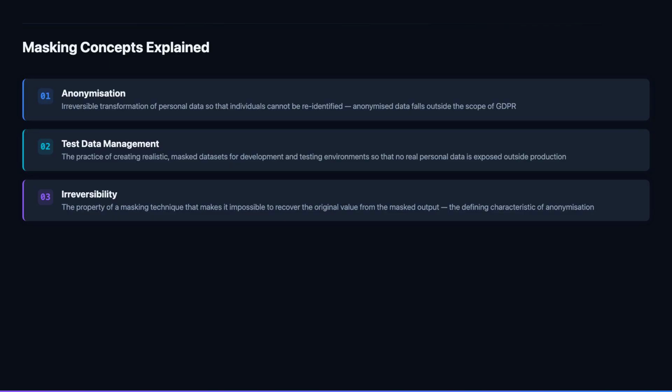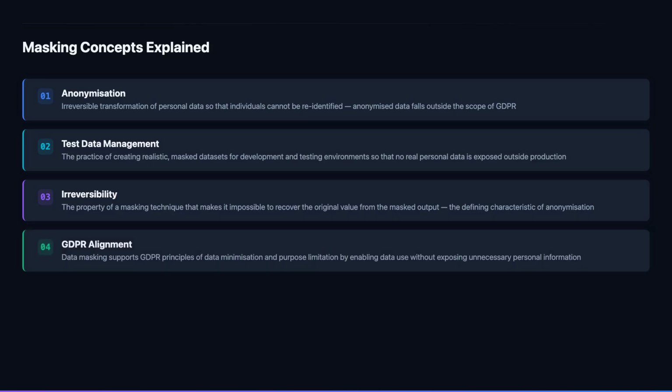This distinction matters significantly for GDPR compliance. Pseudonymized data remains personal data and must be handled accordingly, while genuinely anonymized data can be treated as non-personal data. Organizations must understand the reversibility of each masking technique they deploy and apply the appropriate legal framework.